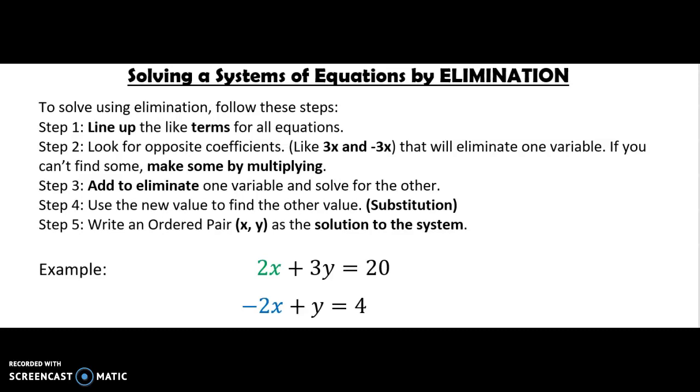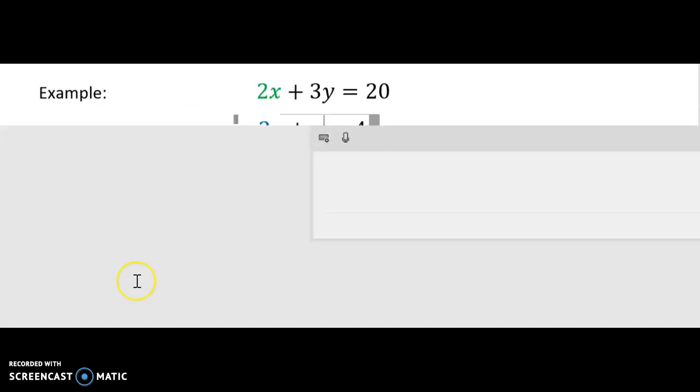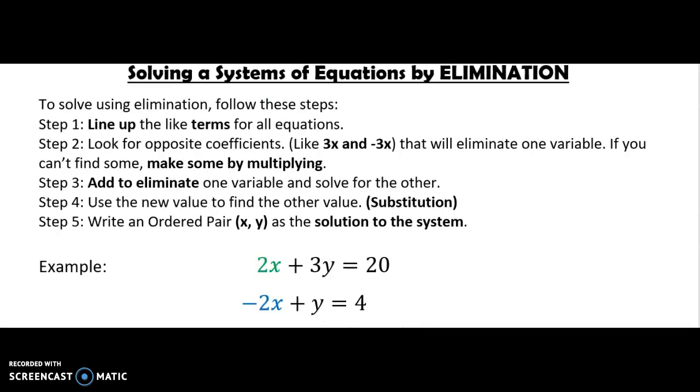All right, so let's look at the steps that you need to solve systems of equations by elimination. To solve using elimination, follow these steps. Step 1, line up the like terms for all equations. Notice these x's are lined up and the y's are lined up, so the terms have the same location in both equations.